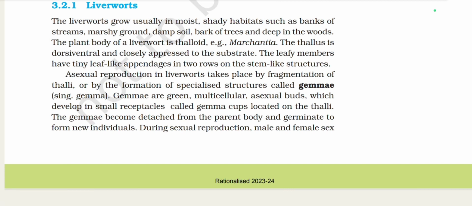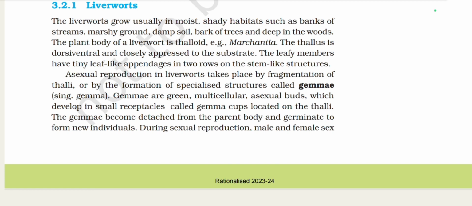Asexual reproduction in liverworts takes place by fragmentation of thalli or by the formation of specialized structures called gemmae, singular gemma. Gemmae are green, multicellular asexual buds which develop in small receptacles called gemma cups located on the thalli. The gemmae become detached from the parent body and germinate to form new individuals.